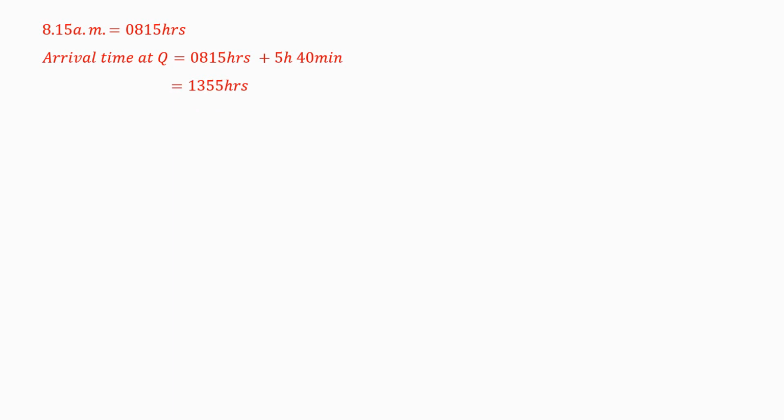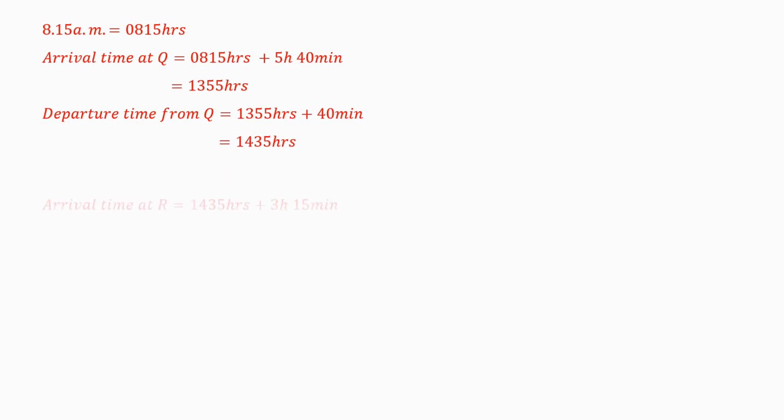Then we've been told it stops at Q for 40 minutes, and therefore it departs at Q at 13:55 hours plus 40 minutes. If you add the minute side, you have 55 plus 40, which is 95. That's more than an hour, so you subtract 60, which is 1 hour, then you carry it over to the hour side. So we shall have 14, then 95 minus 60 is 35. So it departs from Q at 14:35 hours.